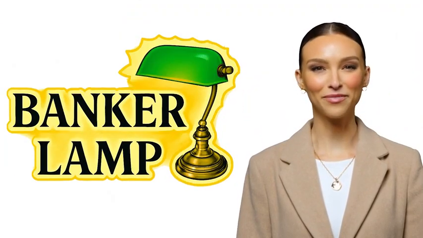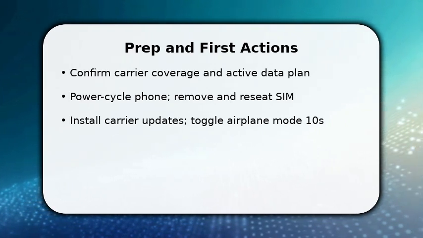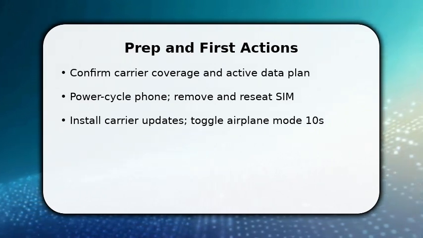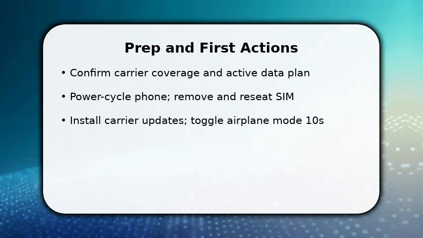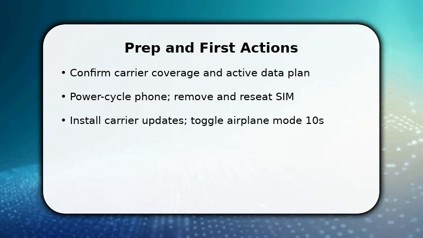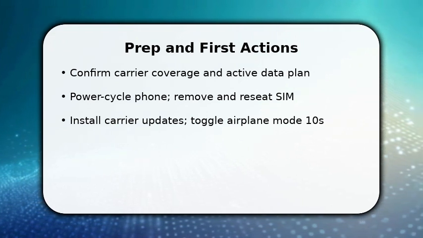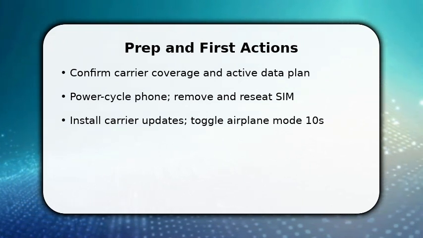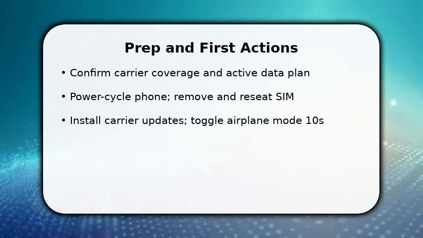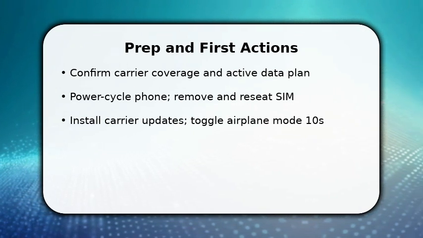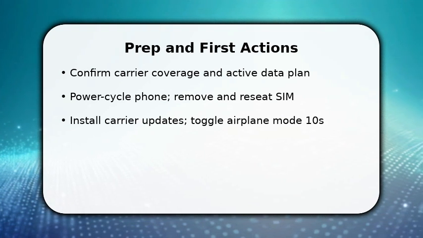Please enjoy the video. You start by confirming coverage and that your plan supports higher speeds. This saves wasted steps. Next, power cycle the phone and physically reset the SIM to rule out contact or provisioning faults. Once done, install any carrier or system updates and toggle airplane mode for about 10 seconds to force a fresh network attach. Make sure to remove bulky cases that block antennas and close heavy background apps so the device focuses on re-establishing a clean, faster connection.